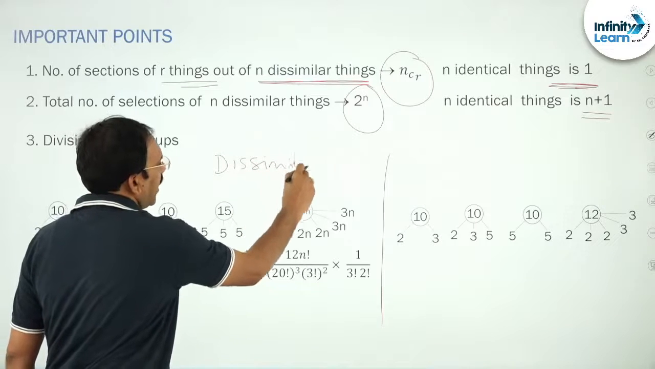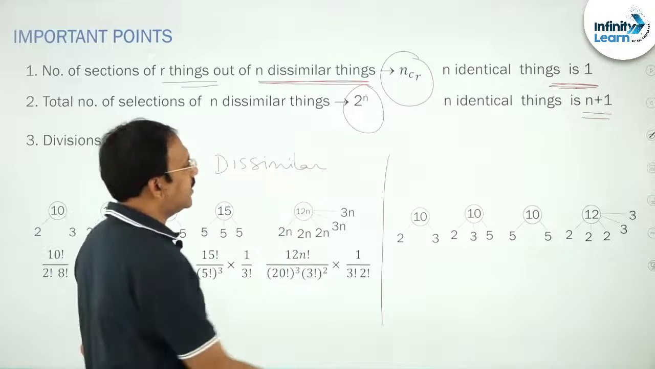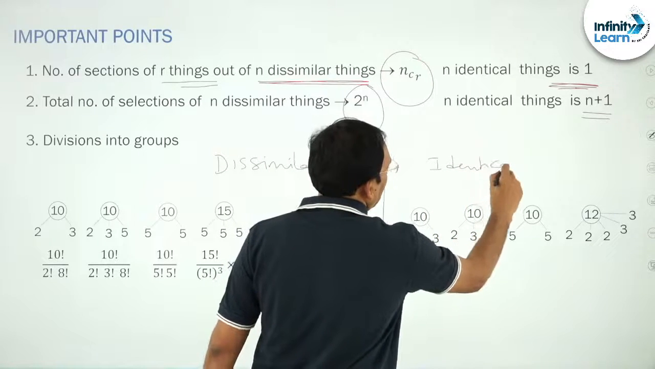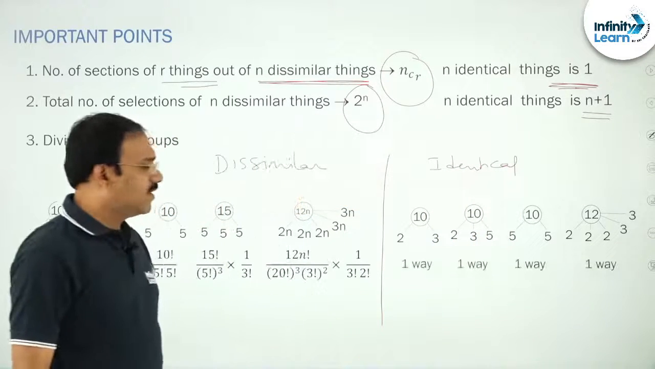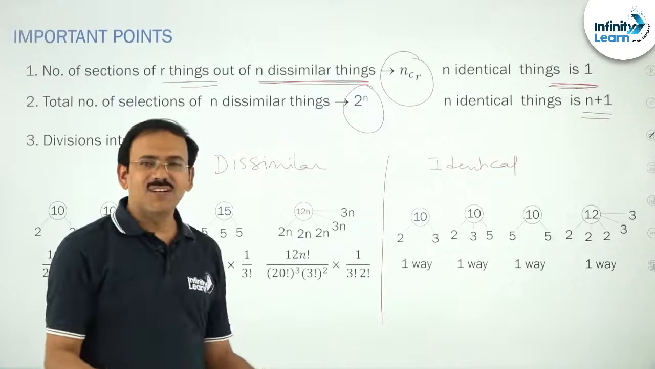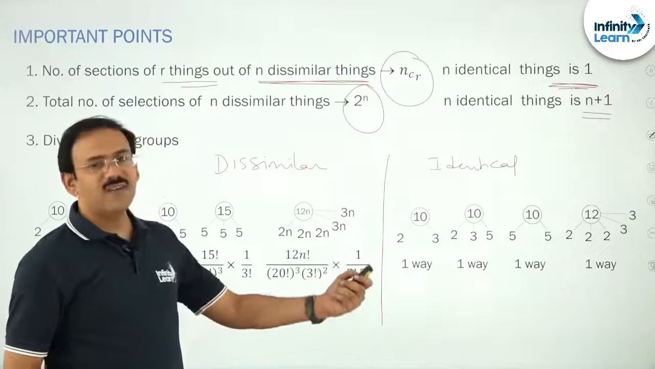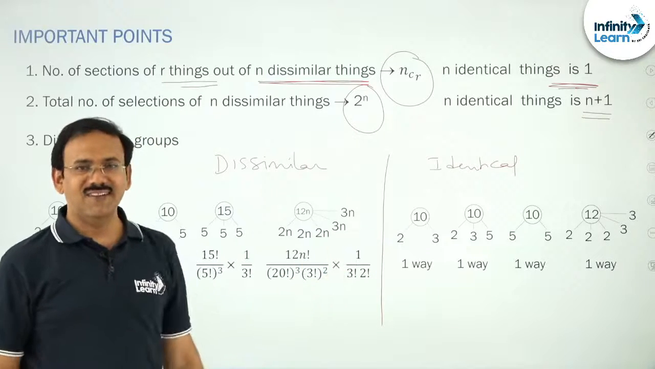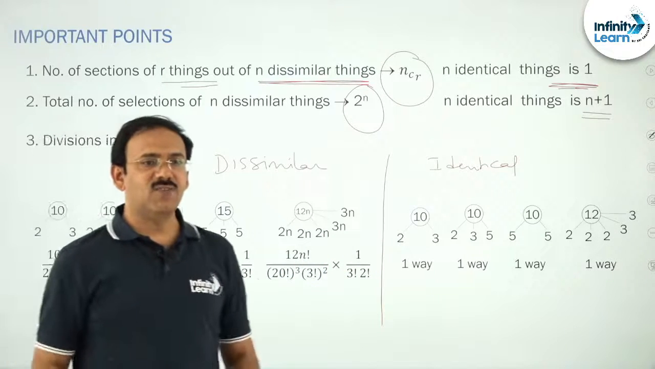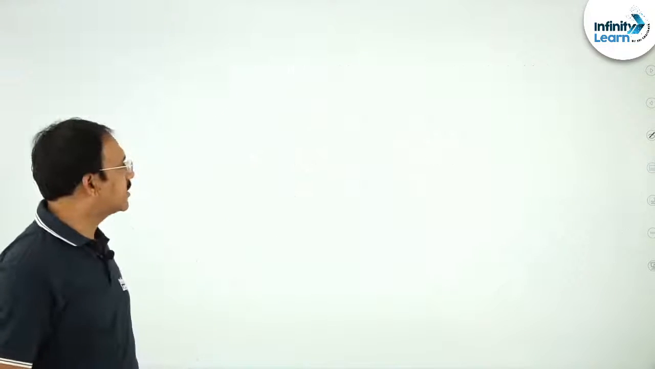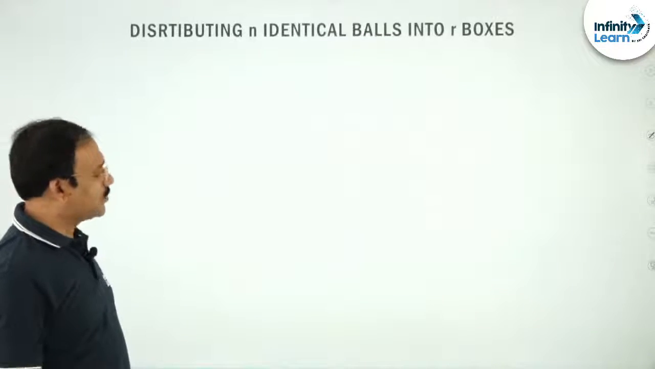Just as a review I have written here, when the items are identical, in how many ways you can divide? You see, 10 objects are to be divided into 2 and 3, only one way, one way, right. Please find the difference between identical objects as well as dissimilar objects, right dear students.